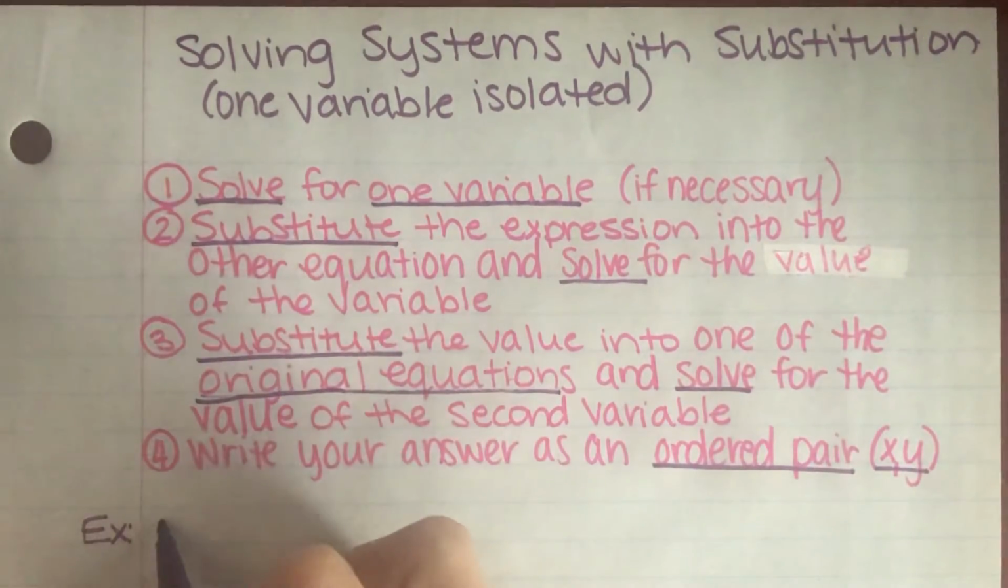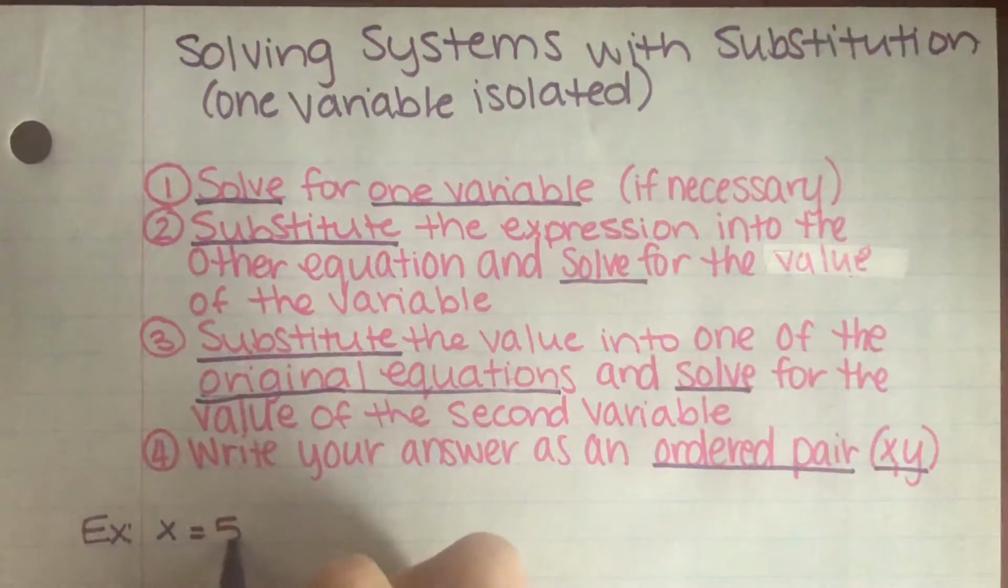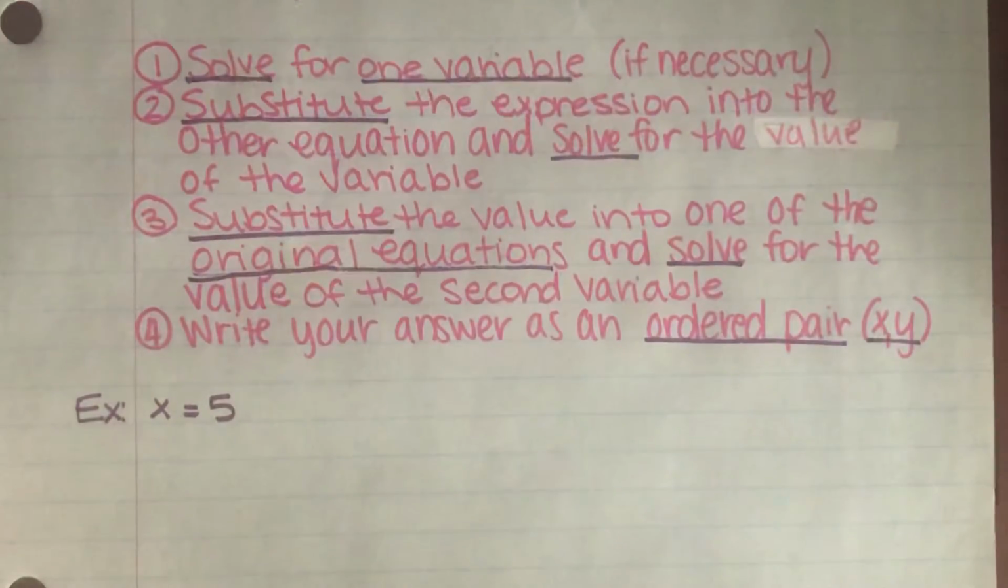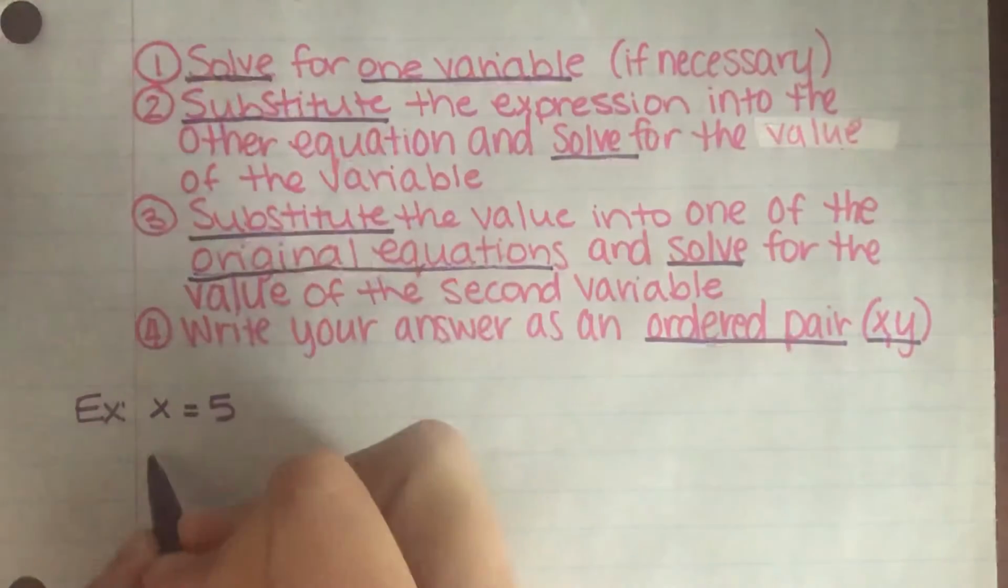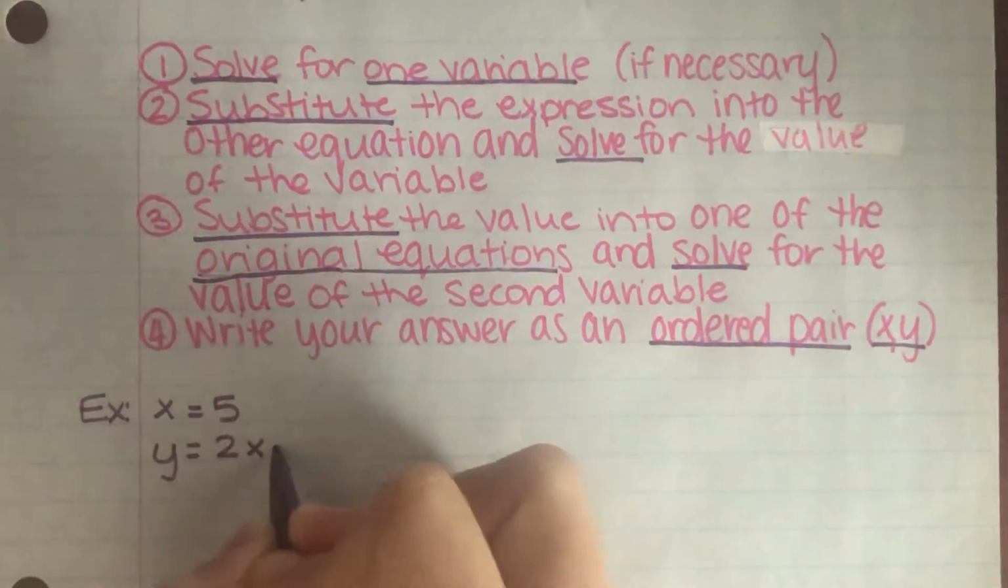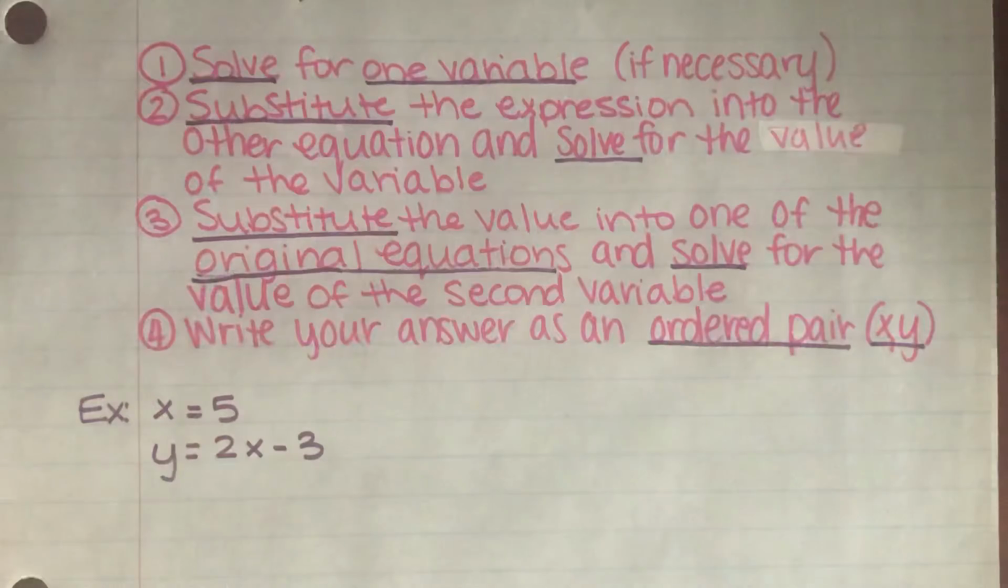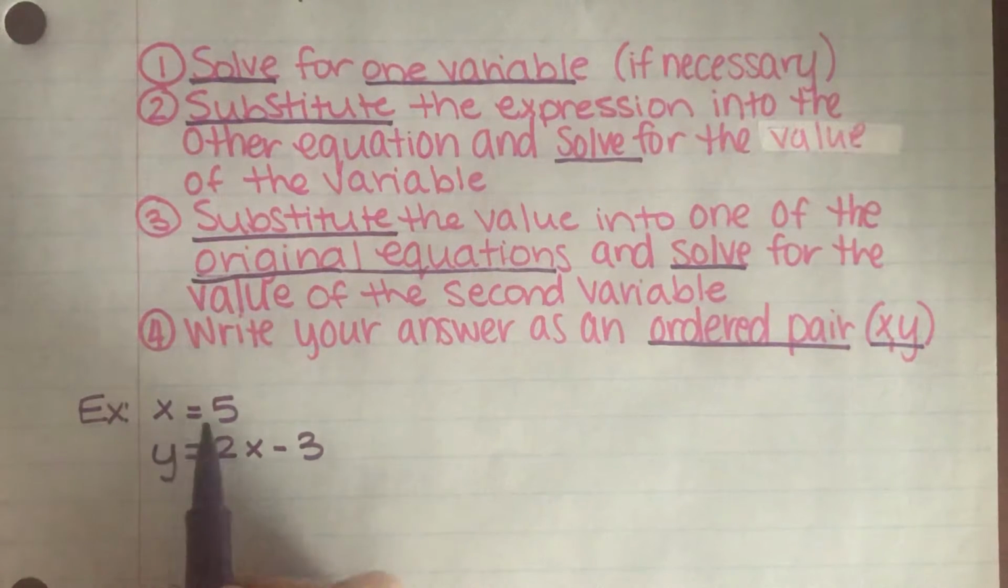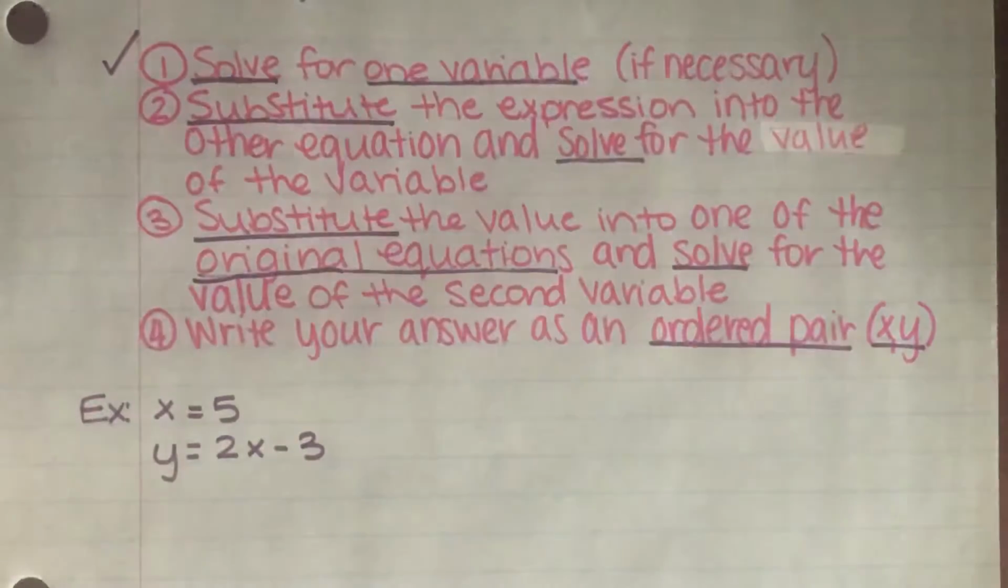And the first is x equals 5 and y equals 2x minus 3. Okay, so our first step is to solve for one variable. This is already done for us, and actually in both of our equations we already have a variable solved, so we can skip that step.